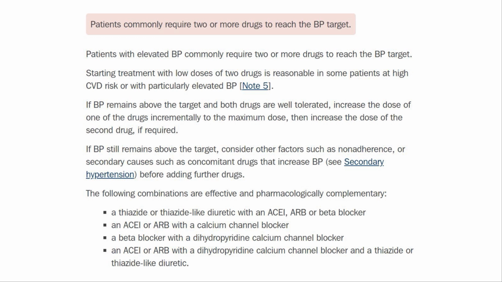Most people, in our Western world anyway, will end up requiring 2 or more drugs to get their target blood pressure. Now, you should understand that if someone can implement lifestyle measures, you can start to remove these drugs. But for many people, they will require multiple drugs, and you should pick 2 drugs that complement each other. So a diuretic plus an ACE inhibitor, or an ACE inhibitor plus a calcium channel blocker. And it's best to have 2 different classes of drugs at a low dose than giving a really high dose of one class of drug.